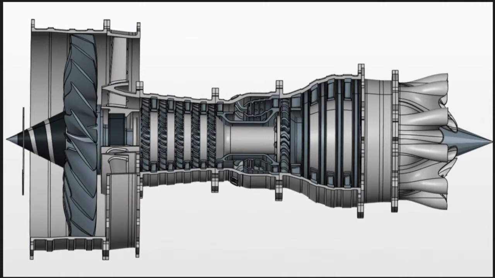So, that is how a jet engine uses basic mechanics to generate thrust. A compressor, a combustion chamber, and a turbine work in unison to generate propulsion.